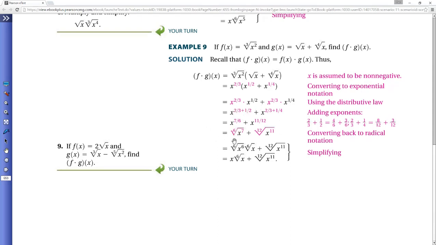Well, then they convert it back to radicals. I would skip this step and really say x to the 7/6 is x to the 1 plus 1/6, which is x to the 1 power, and x to the 1/6 power is the 6th root. This one is 11/12. I don't have any way to bring anything out of that. There's no mixed number, it's a proper fraction, and I can't make an addition out of this that's going to make it any simpler. So you get the 12th root of x to the 11th power.